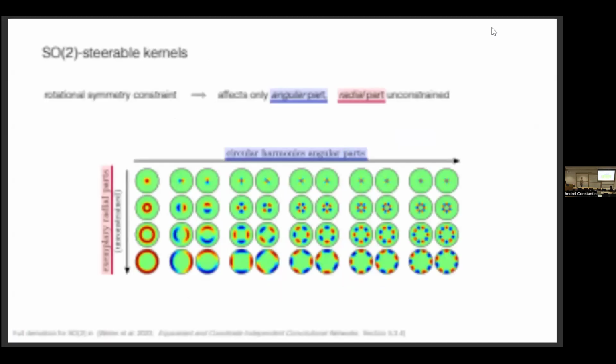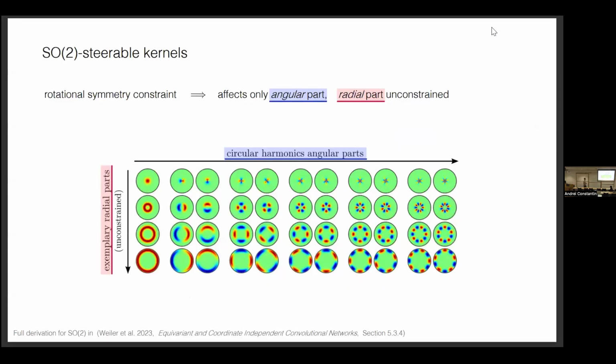All right, and now we can do that for other symmetries, and I will just show you the results without derivations. So for instance, if you have images and want to be SO2 rotation equivariant, then the first observation you can make is that you have a rotational symmetry constraint, which only affects the kernel's angular part, but not their radial part. And then a natural basis to expand your kernels is this basis here of circular harmonics.